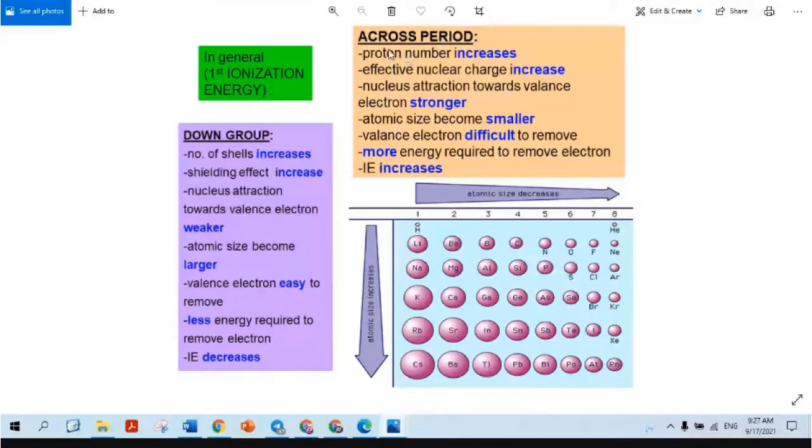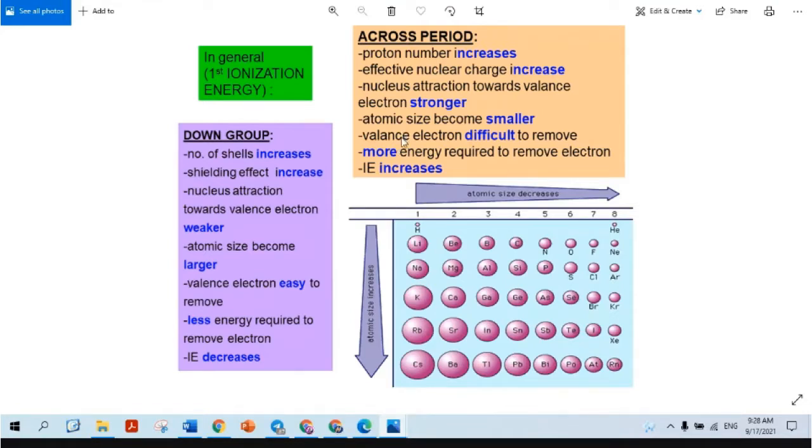If you check, across a period, what happens to the ionization energy? We are using the same explanation as well. Proton number increases, effective nuclear charge increases, so the nucleus attraction towards the valence electron is stronger and atomic size becomes smaller. So points 1, 2, 3, 4 are the same for across a period. Now, the definition of ionization energy is the energy required to remove an electron from a ground state atom.